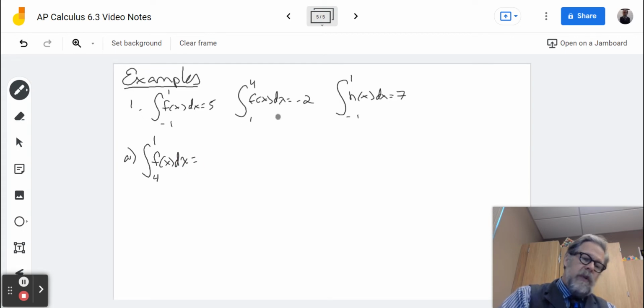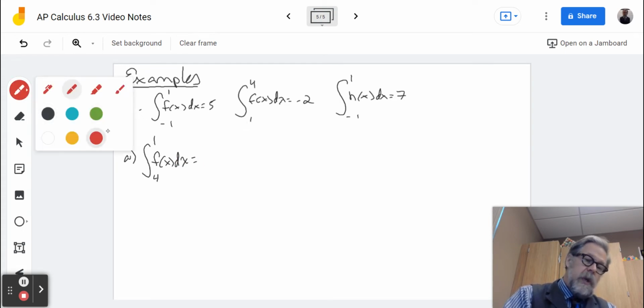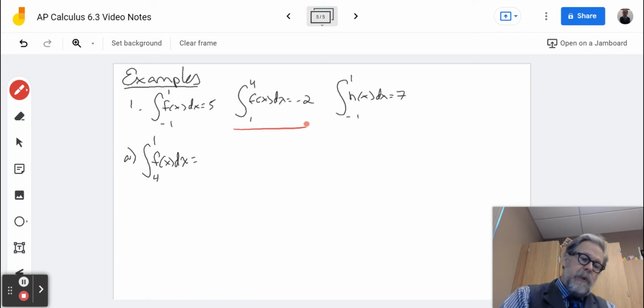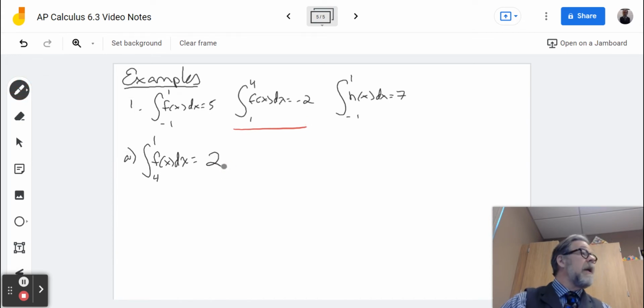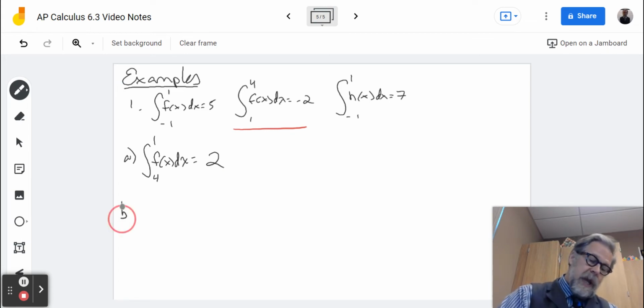And what we notice is that it is just the opposite of this, and so the answer to this one is just going to be 2. Negative of -2. Second example, what about the integral from -1 to +4 of f of x dx?